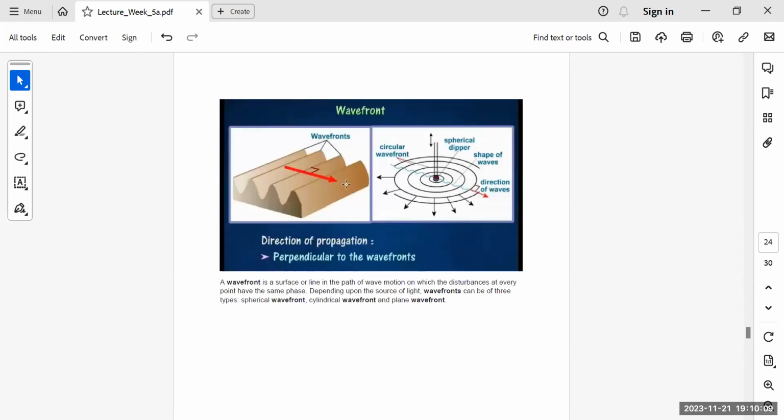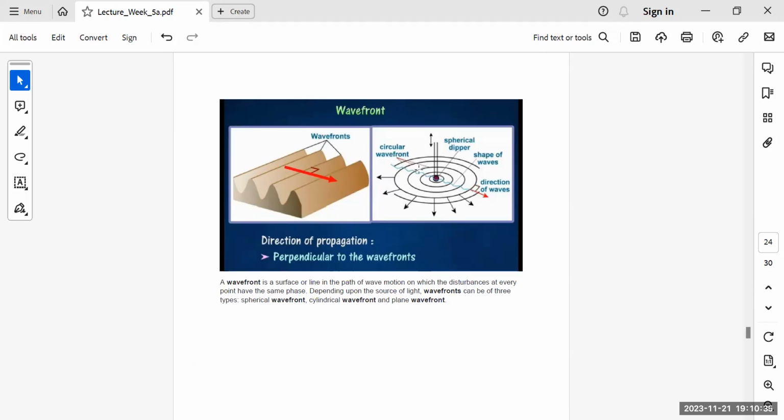So wavefront is basically a surface or a line in the path of wave motion in which the disturbances at every point have the same phase, right? So depending upon the source of light, wavefronts can be of three types. They can be spherical, they can be cylindrical, and there can be a planar wavefront. So just imagine you throw a pebble into the water. So you will see wavefronts.